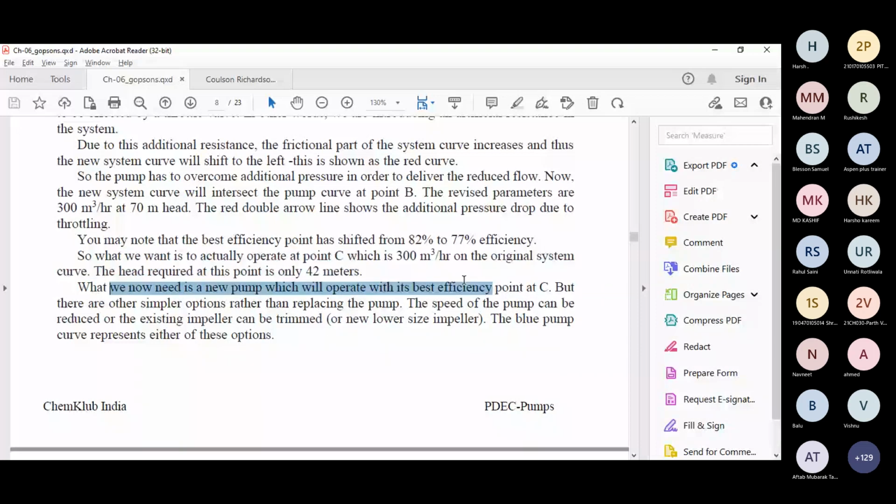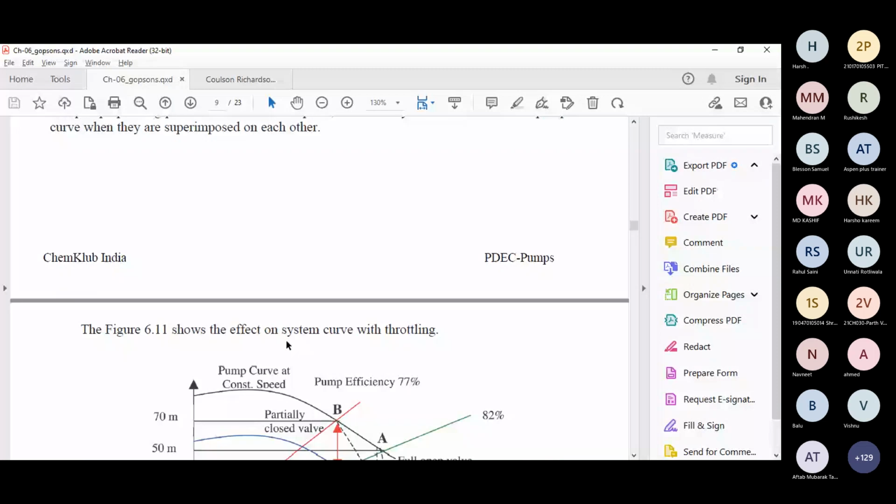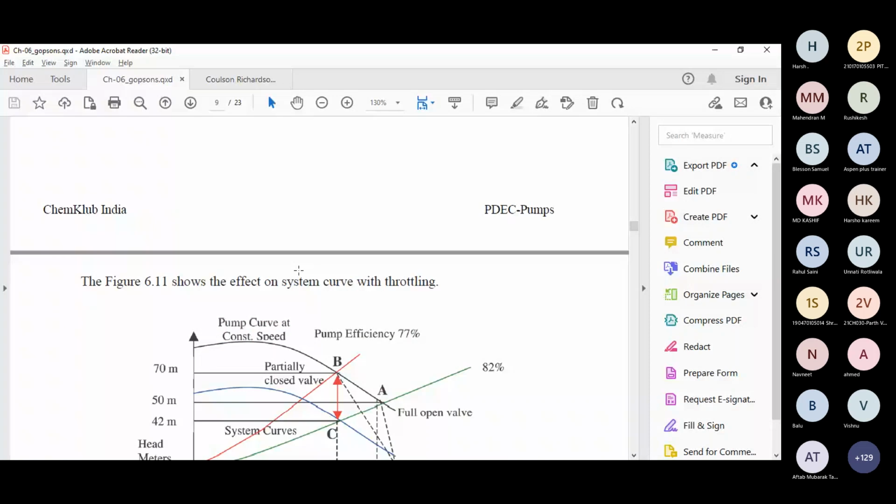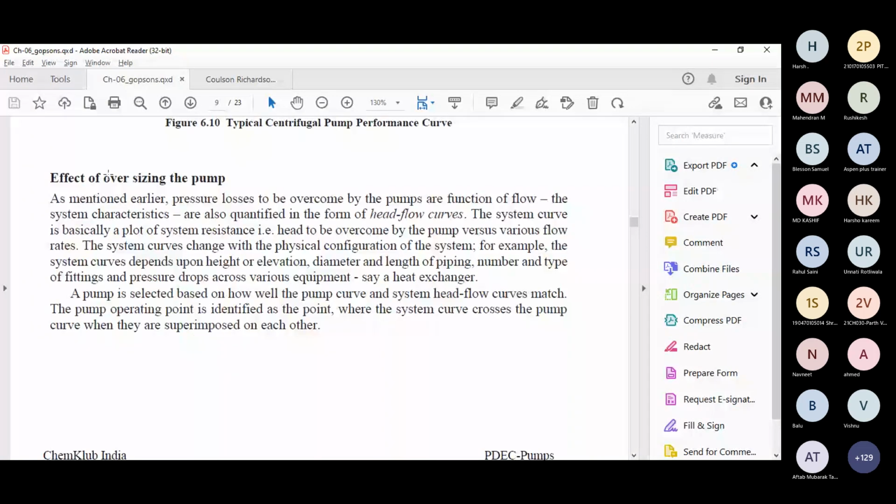So what we can do is the speed of the pump can be reduced or the existing impeller can be trimmed with a new lower size impeller, right? The blue curve represents the lower size impeller, a new pump curve. So you can see how throttling a pump can reduce your efficiency. If you are throttling your pump, you are shifting away from the best efficiency point, and once you shift from it, your power consumption will increase. This is one example of throttling, as well as how wrong sizing or oversizing of the pump can damage your system.